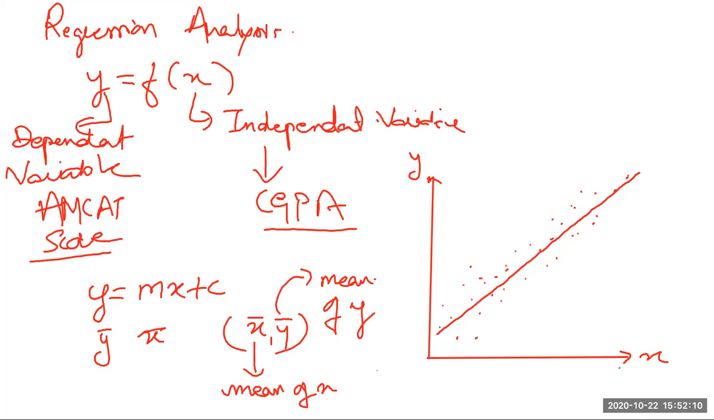Now the question comes in: when we have y = mx + c, we want to know whether this is the best fit or not. Before going to that, we'll understand a few more aspects. When you have only one independent variable, like y = mx + c, it is called simple linear regression.